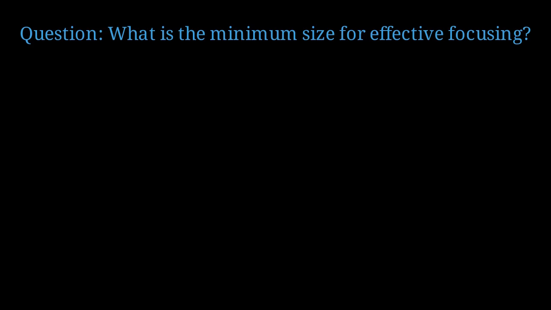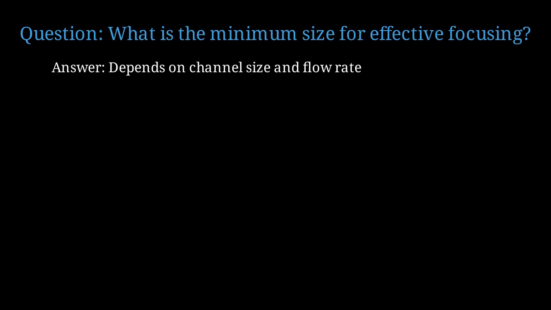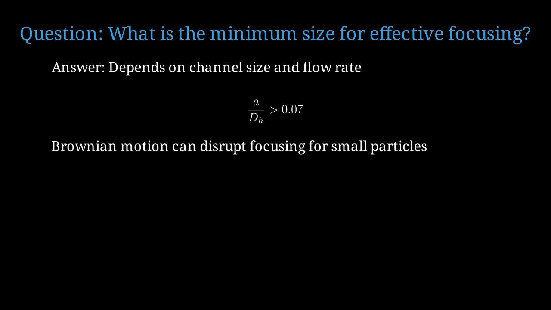Here's another important question. What is the minimum particle size for effective inertial focusing? The answer depends on your channel dimensions and flow conditions, but generally you need the particle confinement ratio, which is particle diameter divided by channel diameter, to be at least 0.07. The ratio a over d_H should be greater than about 0.07. Below this, the lift forces become too weak compared to diffusion. For very small particles, Brownian motion becomes significant and can disrupt the focusing. You need the inertial migration to be faster than diffusive spreading.